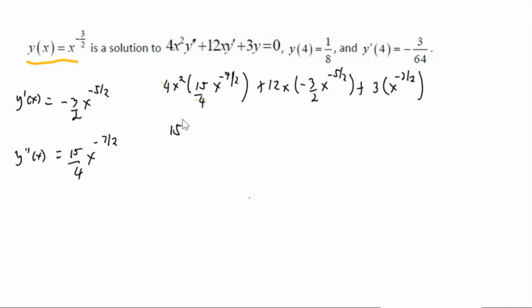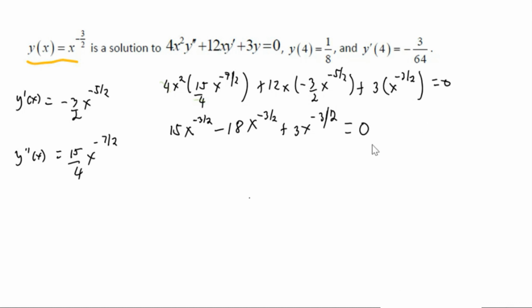So the new exponent now will become x to the power of negative 3 halves. Plus 12 divided by 2 is 6 times negative 3. So this must be now negative 18. Negative 18 of x to the power of, so add the exponents of 1 minus 5 over 2. So the new exponent there is negative 3 over 2, and multiply the last term. So we have now 3x to the power of negative 3 over 2. This will be equal to 0.